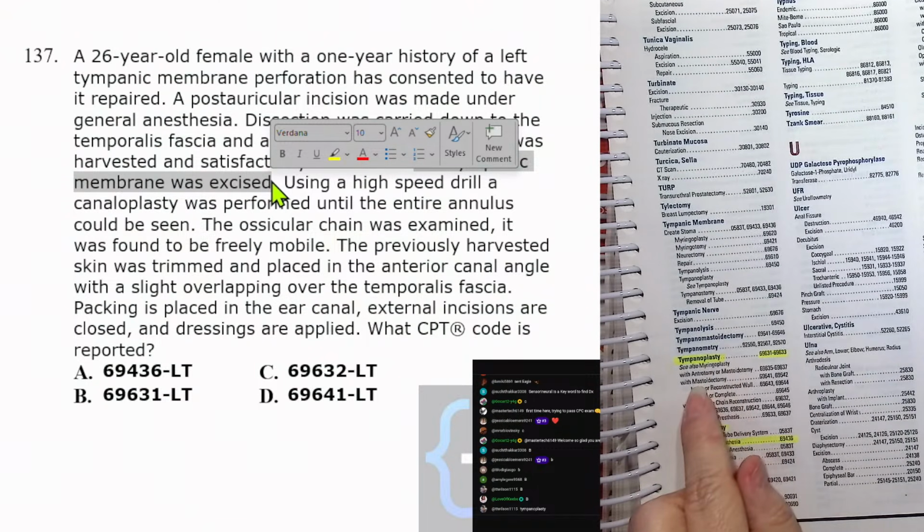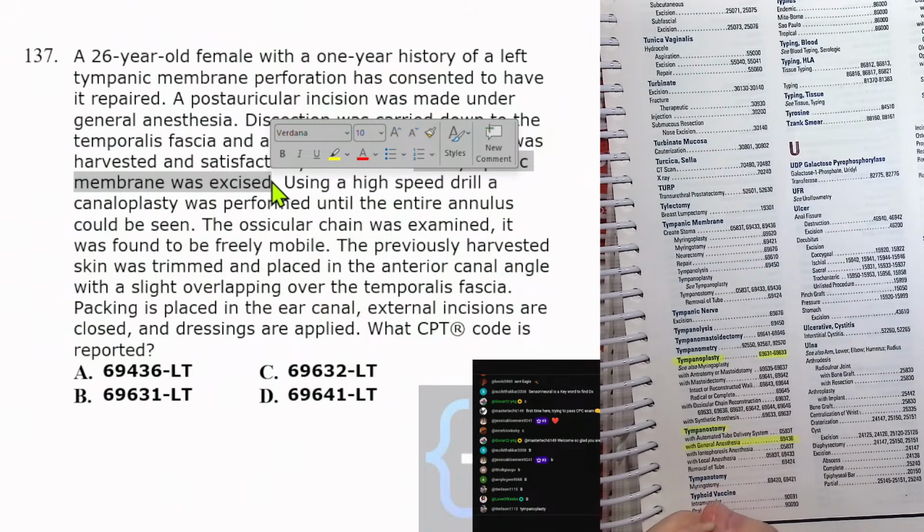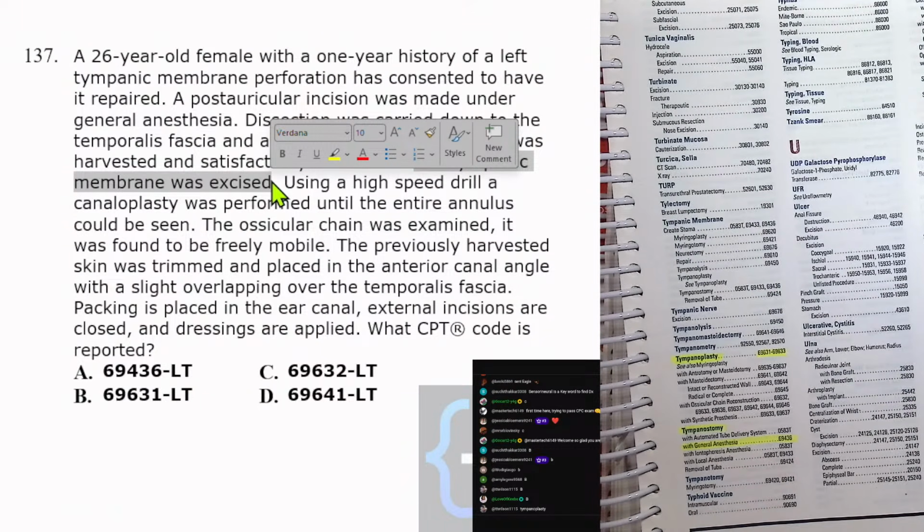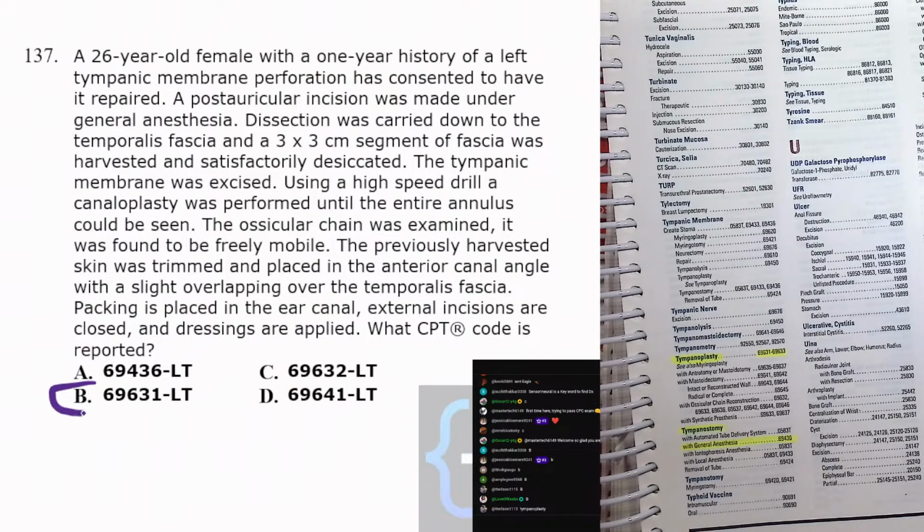We're going to go to plasty, right? Then we're going to go down to without mastoidectomy. And that's going to tell us that our correct answer is 69631, and we only have one correct answer with that one, which is B. Good job, everybody on TikTok or YouTube. Good job, good job.